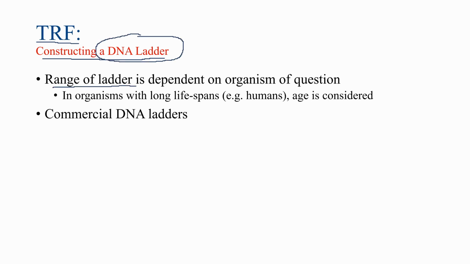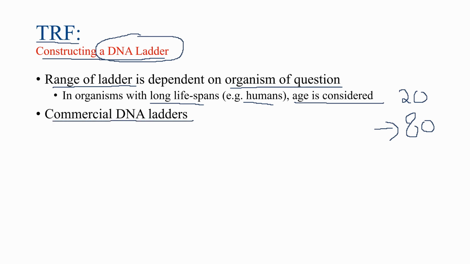The range of the ladder is dependent on the organism in question. In addition, in organisms with long lifespans, for example humans, the age of your subject is also considered. So, for example, if your subject is a 20-year-old human, then the range for the ladder will be different than if your subject was an 80-year-old human. In an 80-year-old, we would expect shorter telomere lengths, and thus you will use a range for the ladder that accounts for that. And for this step, it is commercial DNA ladders that are often used.